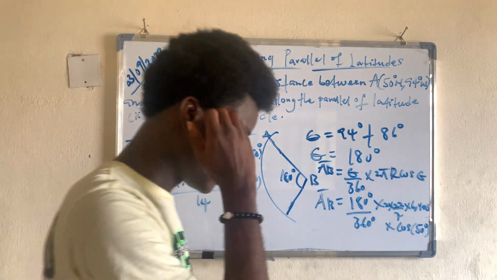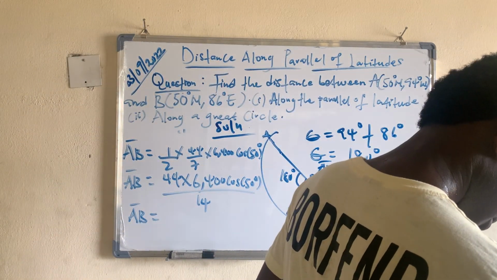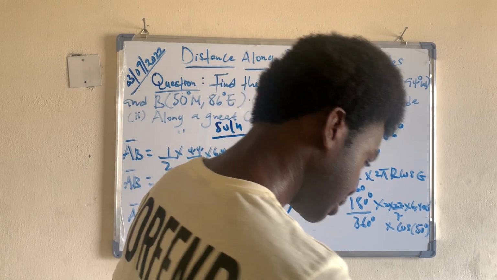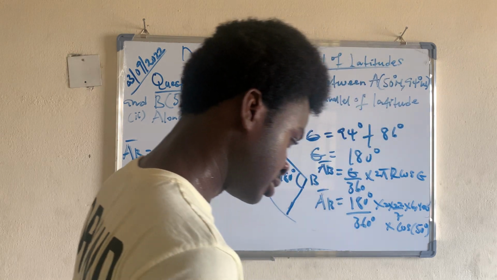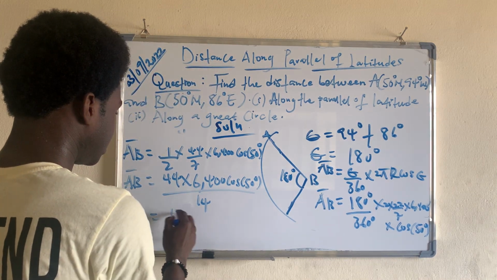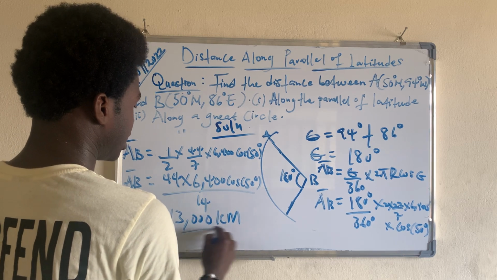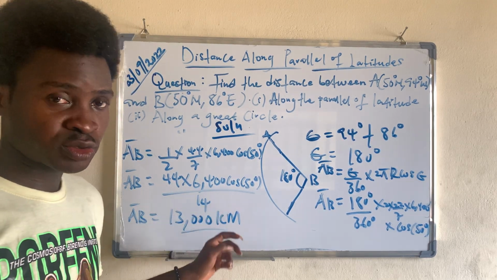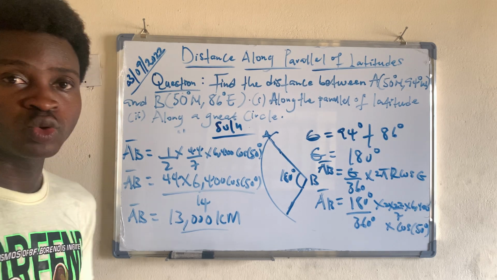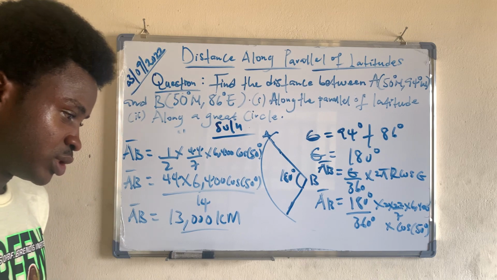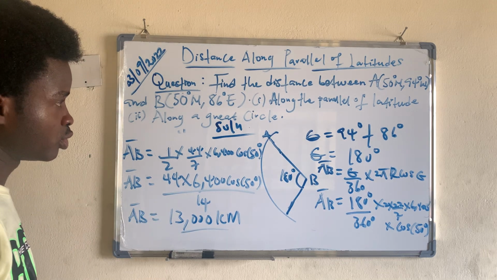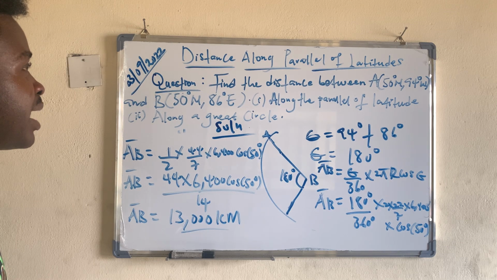So our AB, we punch this in our calculator, and we have it to be 13,000 kilometers. That's approximately 13,000 kilometers. When you make use of your calculator to punch these values, you should have 12,929.5, but approximately to the nearest kilometer we have that to be 13,000 kilometers. Okay, so this is the distance along the parallel of latitude.